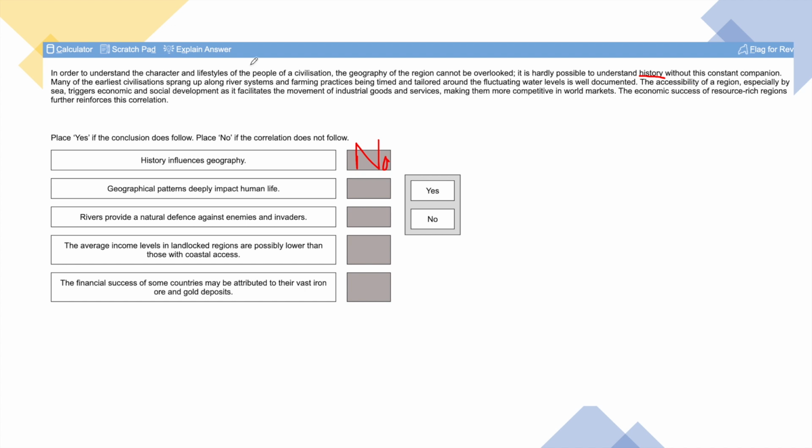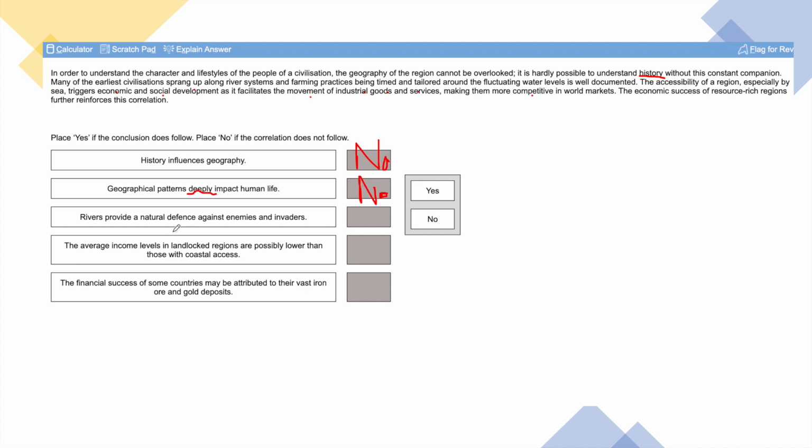The accessibility of a region, especially by sea, triggers economic and social development as it facilitates the movement of industrial goods and services, making them more competitive in the world market. Now, it's a trigger, so it doesn't actually cause big changes. It's a small little alteration to human life. So I wouldn't say it's deeply impacting human life. I would say this is not right either.